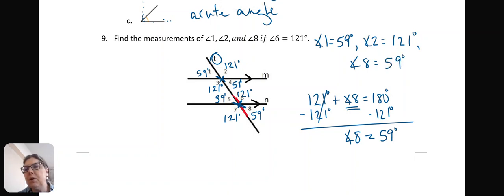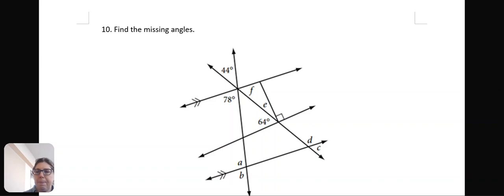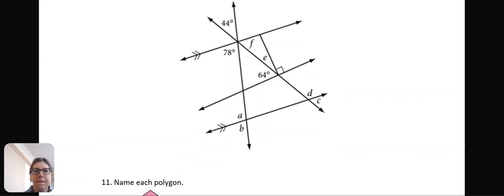Now we're going to do a similar thing on a much larger scale on the next one. Okay, so let's see what we know. We have lots of stuff here. So 78 is directly across from this empty one, so this is 78. 44 is directly across from here, so this is 44.